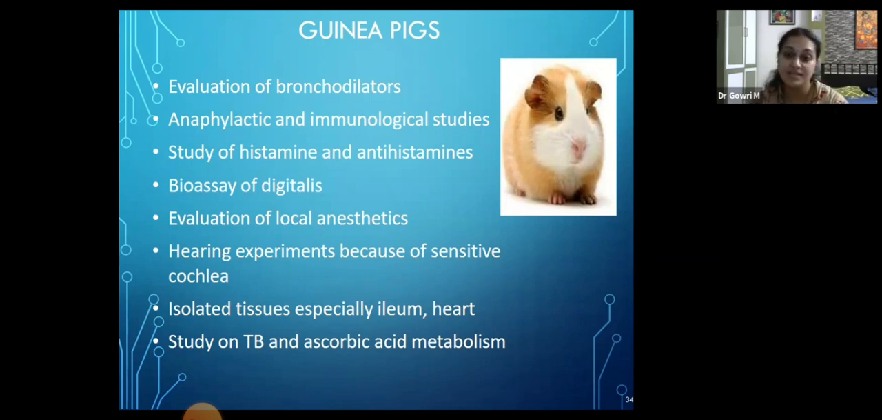So for all these studies, the best model that you could rely on is guinea pig, especially for antihistaminic activities like allergy-related activities, immune system-related activities. For such studies, the best option is guinea pigs.